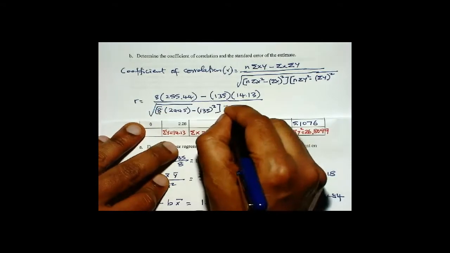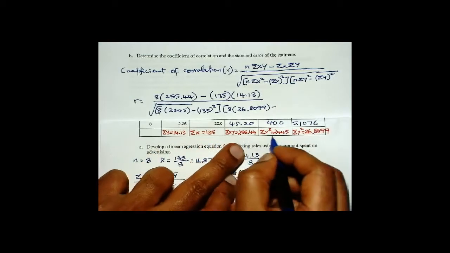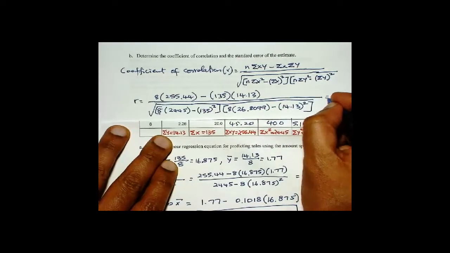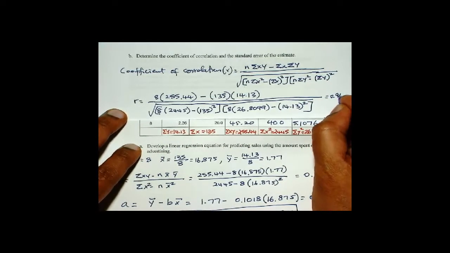And then we have 8 times sum of y squared, which is 26.8099, minus sum of y, which is 14.13 squared. So this whole thing, like that. And when you work this through, you get 0.9666.